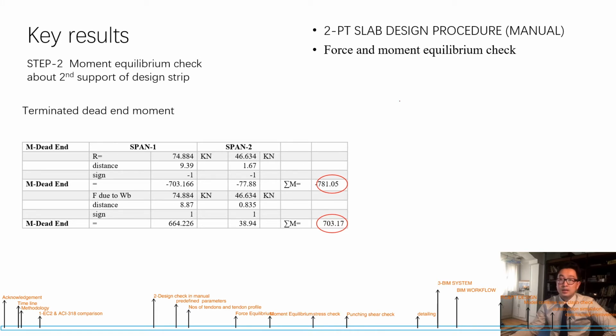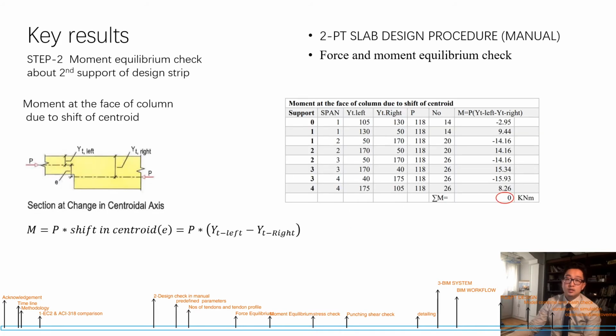So we know from the previous detail drawing that there's one dead end. The extended tendon will generate a downward UDL, and the dead end will generate an upward point force, which generates the following moment about the second support. The last moment that needs to be calculated is due to the shift of the centroid of the tendon profile. The above three moments are generated in the vertical direction.